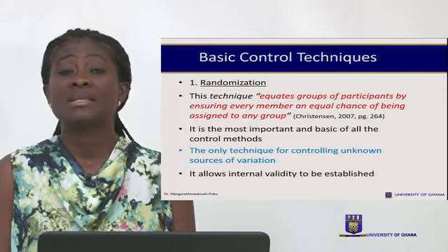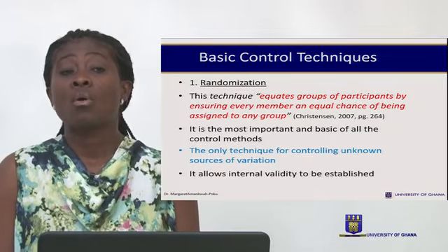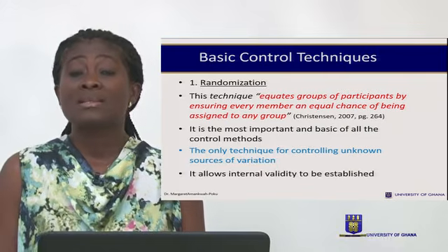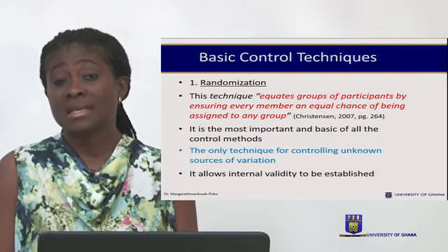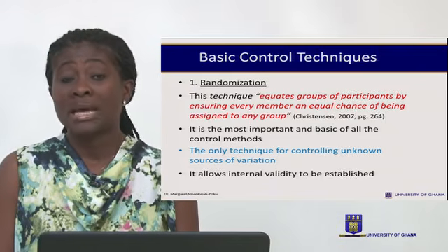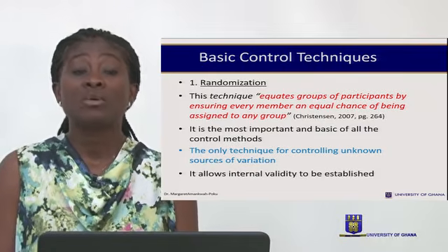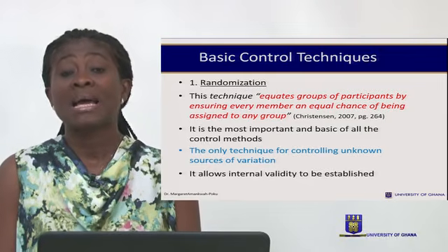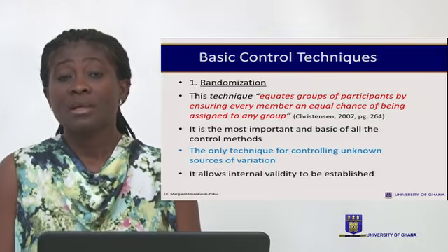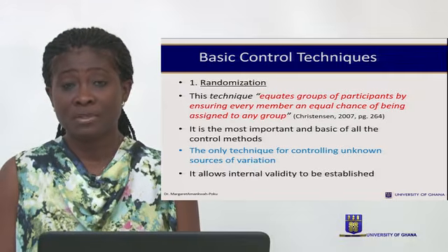And it is the only technique that is known to control unknown sources of variation or unknown extraneous variables. So what this means is that if, let's say, age can act as an extraneous variable, so how old you are can affect the outcome of a study, and age is not our independent variable, when we randomly assign participants to the various groups, we have the likelihood of having the 2 groups involved with people of similar age ranges. So randomization allows internal validity to be achieved.